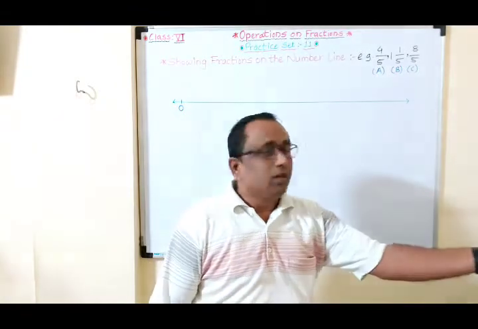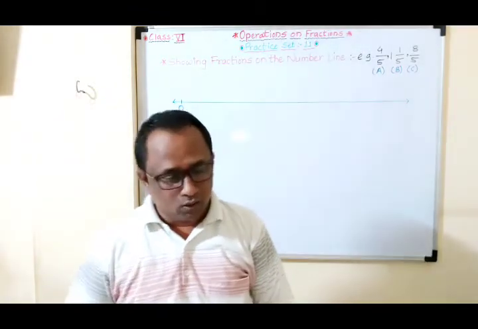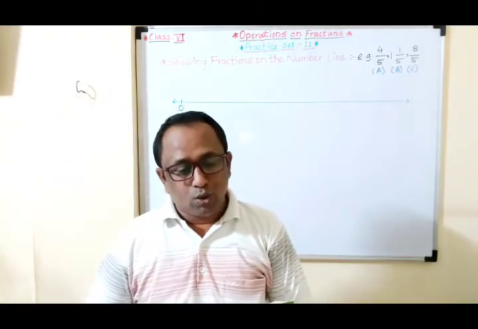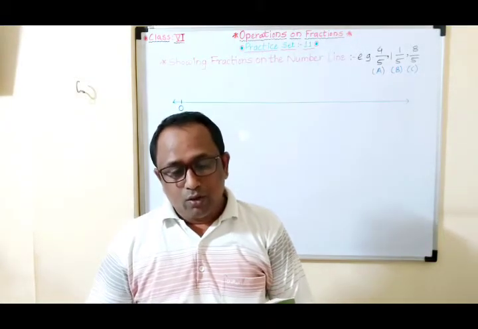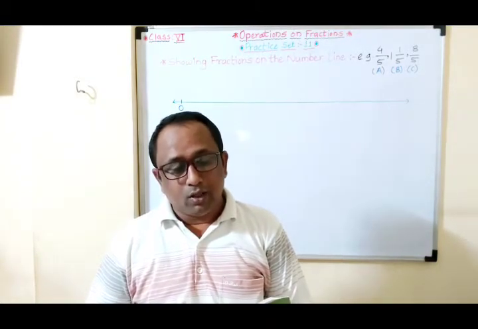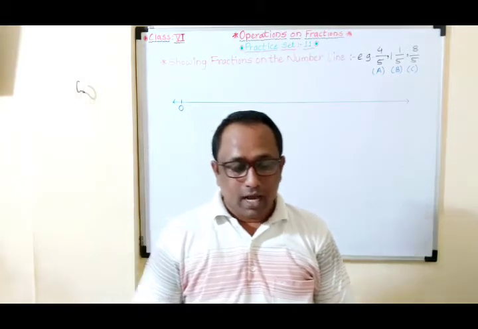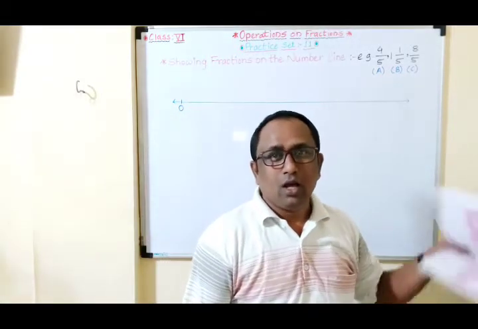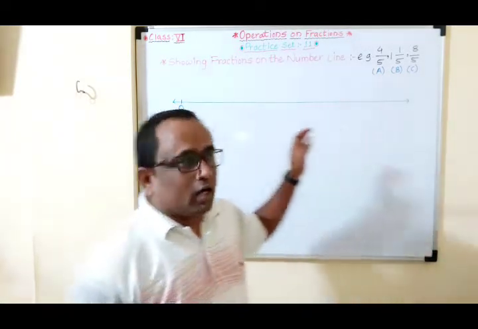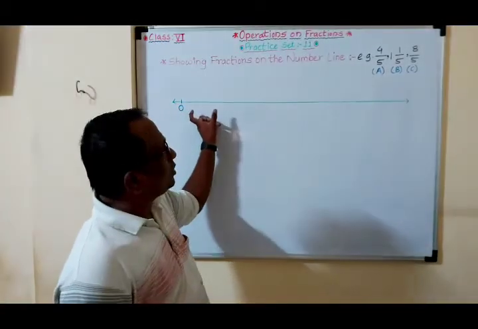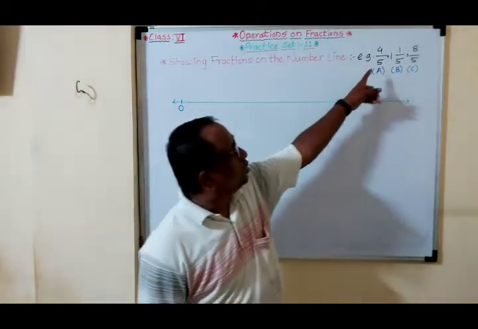One rule is given, I read the rule: if a fraction has to be shown on the number line, every unit on the number line must be divided into as many equal parts as the denominator of the fraction. As I just told you, these parts or units depend on the denominator, so 5.